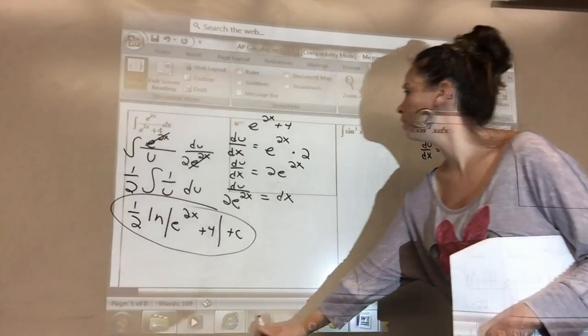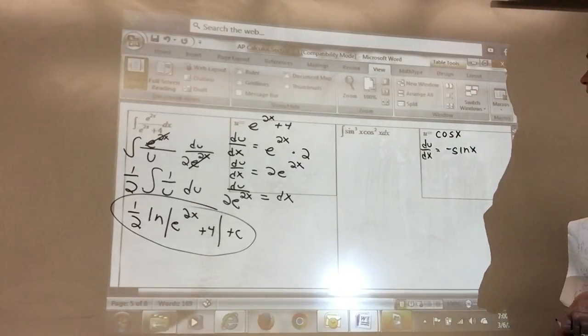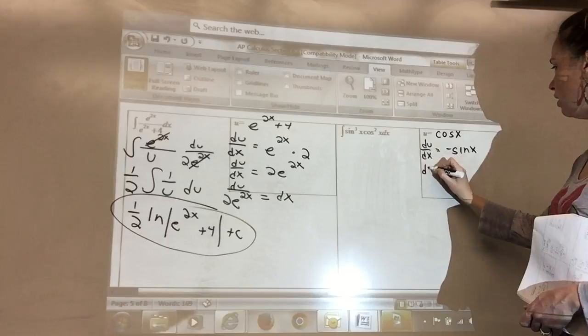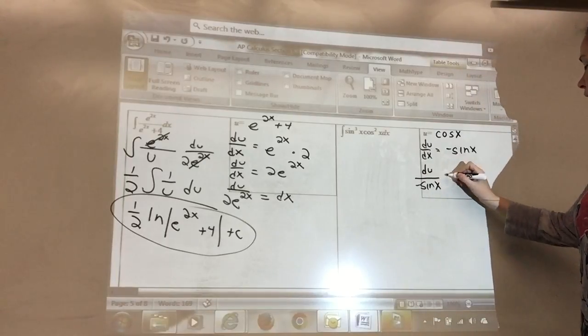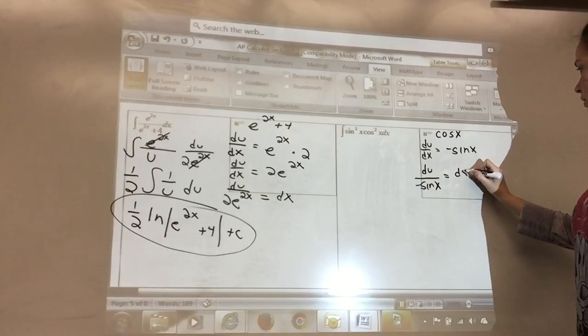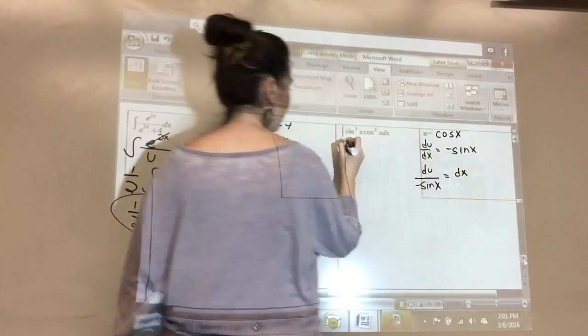What am I doing? Okay, so solving for my dx. I have du over negative sine of x equals dx. Okay, now that I have this, I'm going to put this over here.